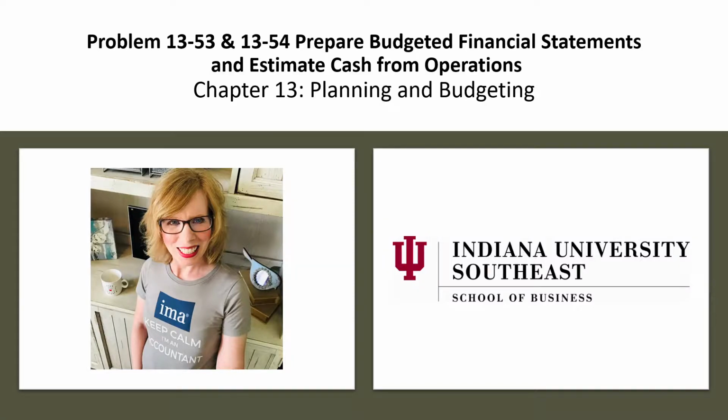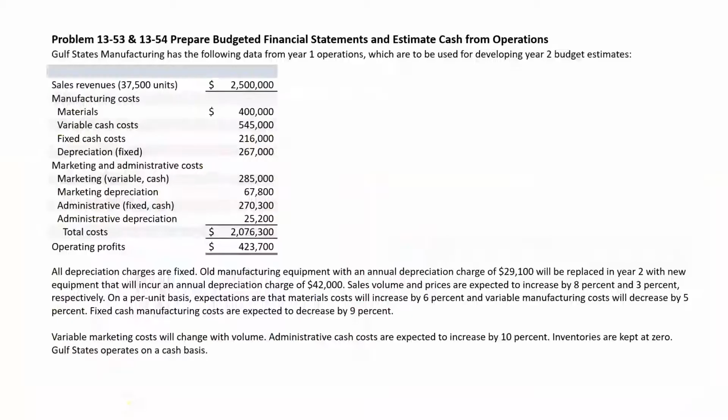In this video, I'm going to demonstrate getting started on preparing budgeted financial statements and estimating cash from operations using problems 1353 and 1354 as examples. So I have a manufacturer, and they're presenting to us our past year one data, an income statement. We've got our sales and we've got our costs separated by manufacturing and marketing and administrative. And the ask is to prepare a budgeted income statement for year two.